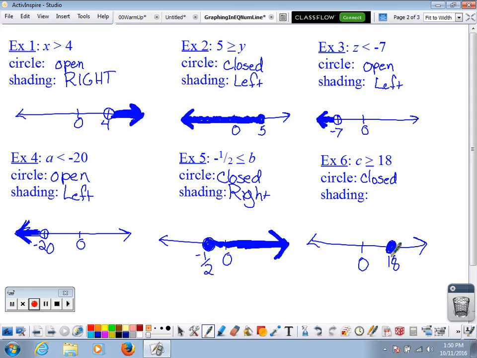Okay? What about the shading? Is that inequality open to C or pointing to C? It's open, okay? Which means, is C bigger or smaller? And where are the big numbers? On the right. So that's where we shade.